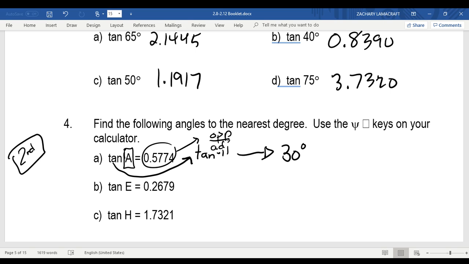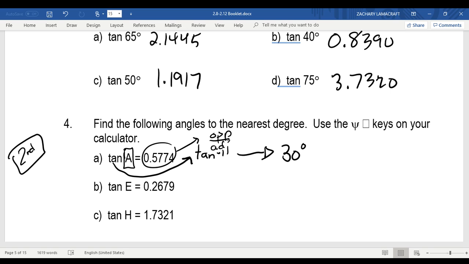tan⁻¹. I'll help you one second. tan⁻¹. Boom. Got it. 30. You see, you got it? 30, you get it? Good. Boom. There we go. 30. Whew. We worked through it.